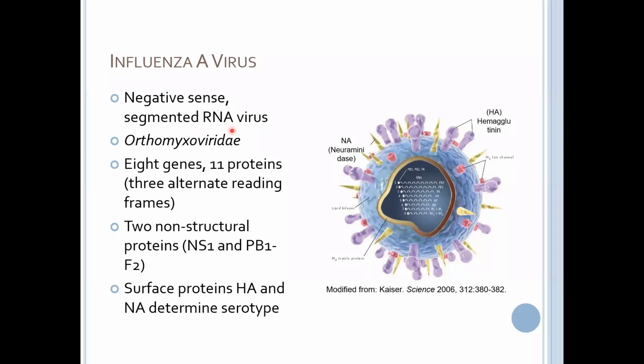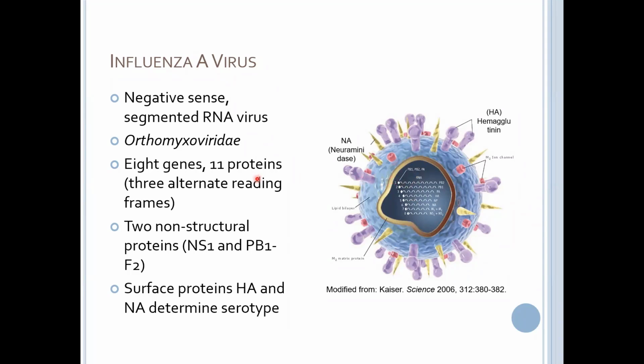It's in the family Orthomyxoviridae, and it only has 8 gene segments. And so you can sort of see that here in this little schematic. So 8 segments of RNA that encode the entire genome of influenza virus, and they encode approximately 11 proteins. It varies a little bit by strain.